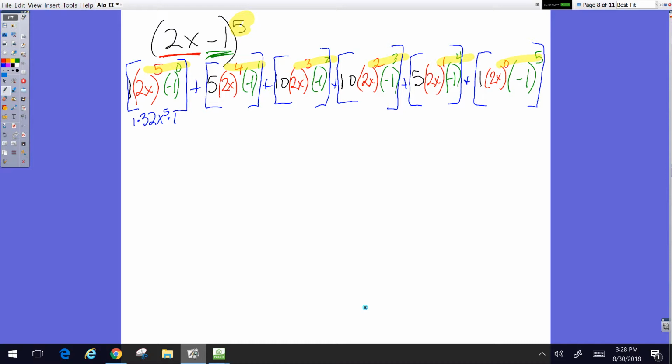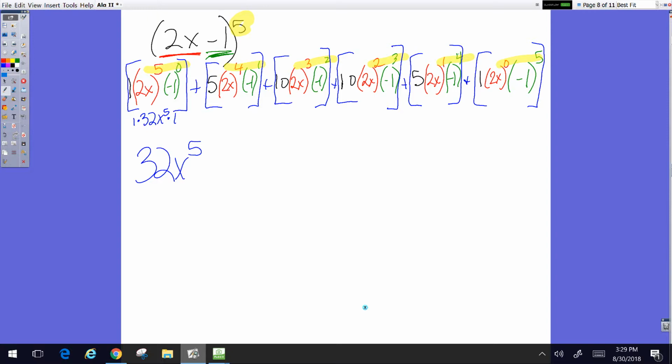2 to the 5th is 32. 2, 4, 8, 16, 32. 2 to the 5th is 32. Quick question, how do you calculate this? Yes. Okay, cool. All right. So when I multiply all that out, that is 32x to the 5th, because 1 times 32x to the 5th times 1 is 32x to the 5th. Okay. Now we finished the first bracket.